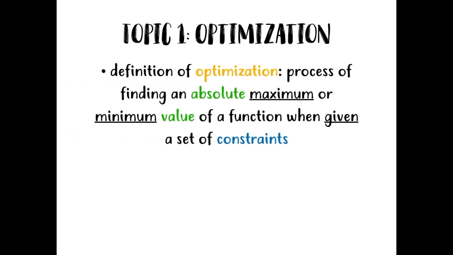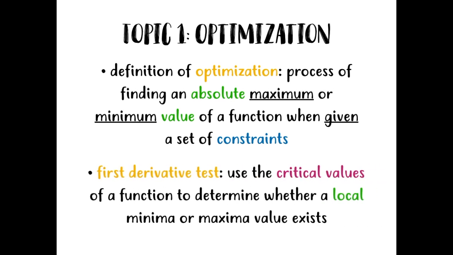Optimization is the process of finding an absolute maximum or minimum value of a function when given a set of constraints. When we perform optimization, we need to know how to do the first derivative test. This uses critical values of a function to determine whether a local minima or maxima value exists.